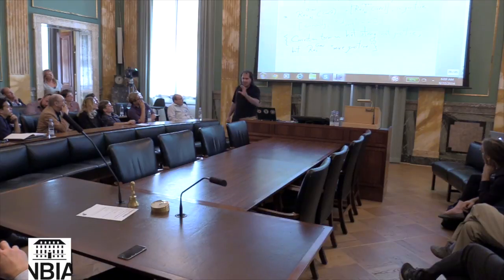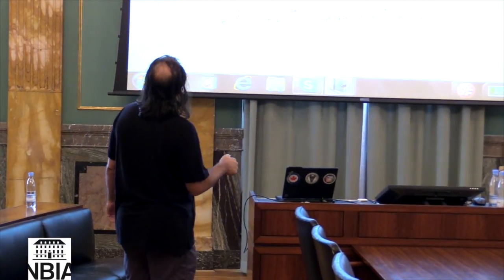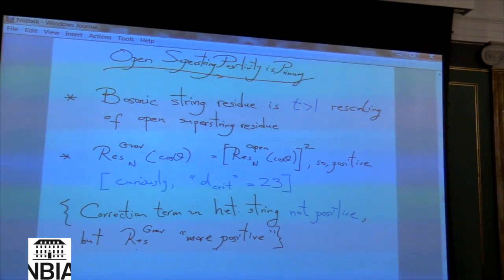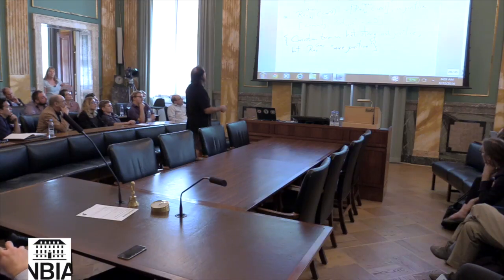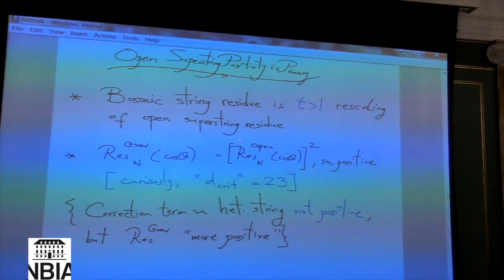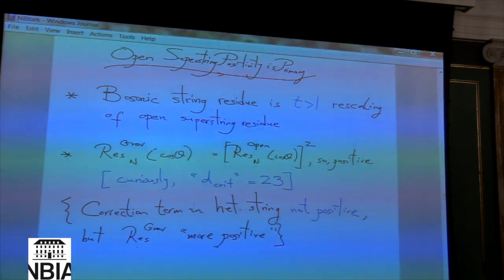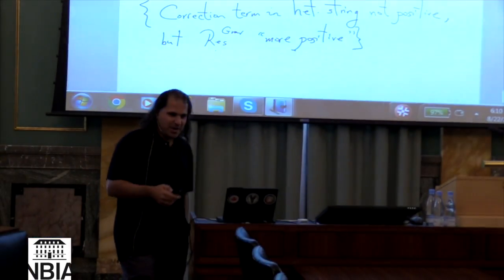And the final thing I'll say quickly is that this open string positivity is primary. Starting from the fact that the open string polynomial is positive, all the other facts follow. For example, the bosonic string residue is one of these t bigger than 1 rescalings of the open string residue. The gravitational residue is the square of the open string residue. So by the fact that two positive functions multiply to a positive one, that shows that it's positive.